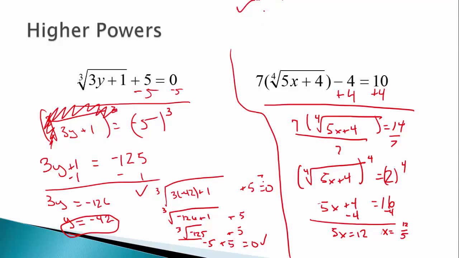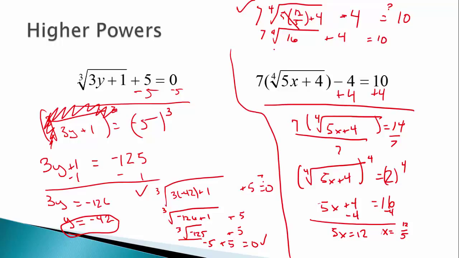I'm going to go up to the top of my slide and do my check. So 7 times the fourth root of 5 times 12 over 5 plus 4, minus 4 on the outside. Is that 10? Well, let's see. It's 7 times the fourth root of 16, because the 5's cancel, so we get 12 plus 4, minus 4 equals 10. So the fourth root of 16 is 2. 7 times 2 is 14, minus the 4 does get me 10. This does check, so 12/5 will work.